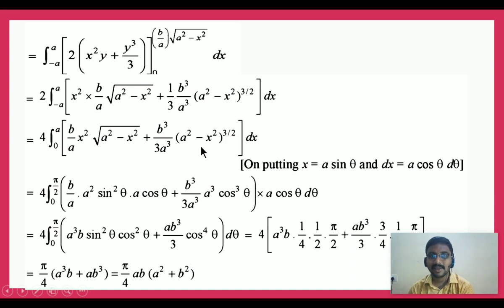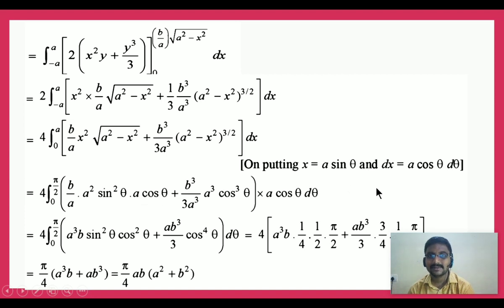Now simplify while substituting these values. We have a square minus a square sin square theta. Taking out a square as common, 1 minus sin square theta is cos square theta. But cos square theta whole power 3 by 2 is cos cube theta. Here also, a square minus a square sin square theta, taking out a square, root of a square is a, and 1 minus sin square theta is cos square theta, but root of cos square theta is cos theta.